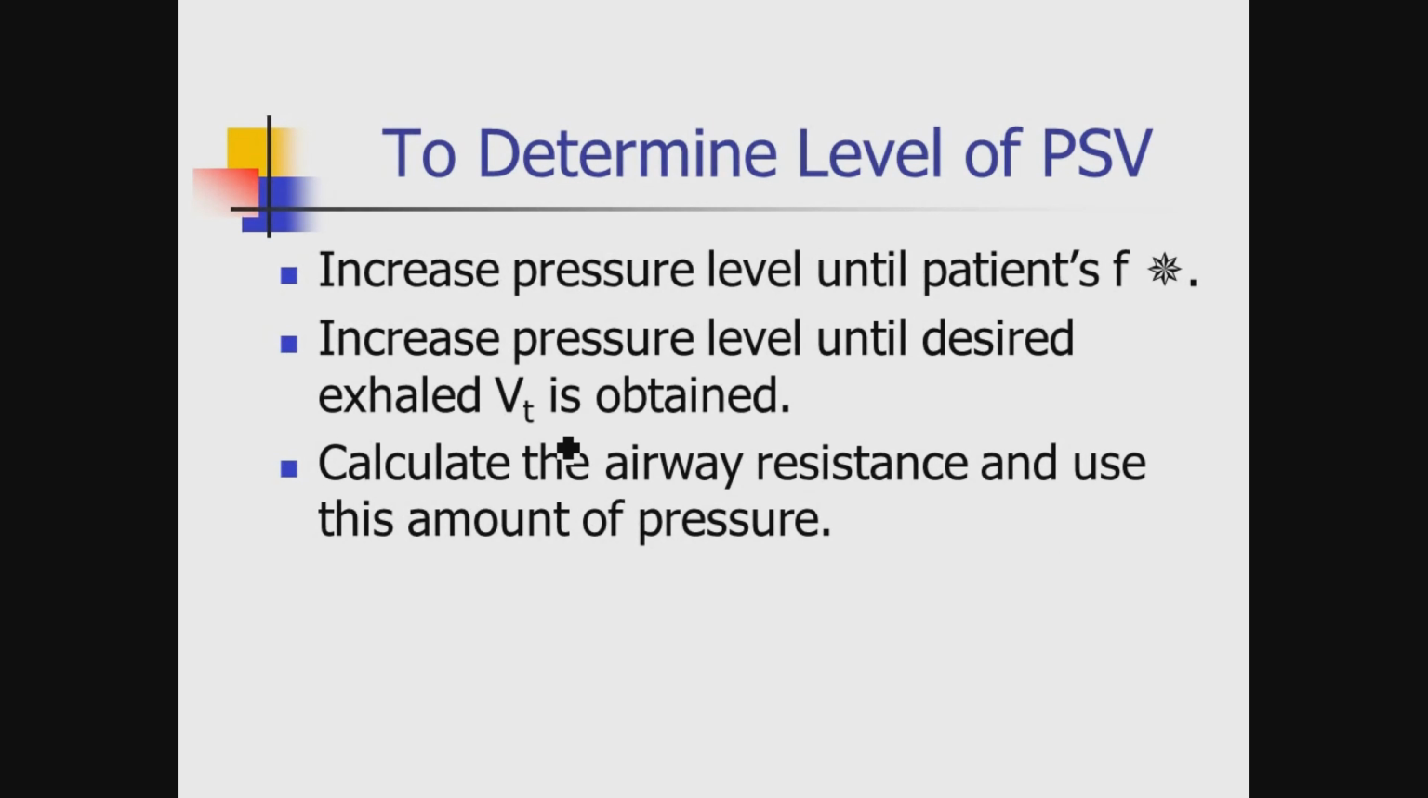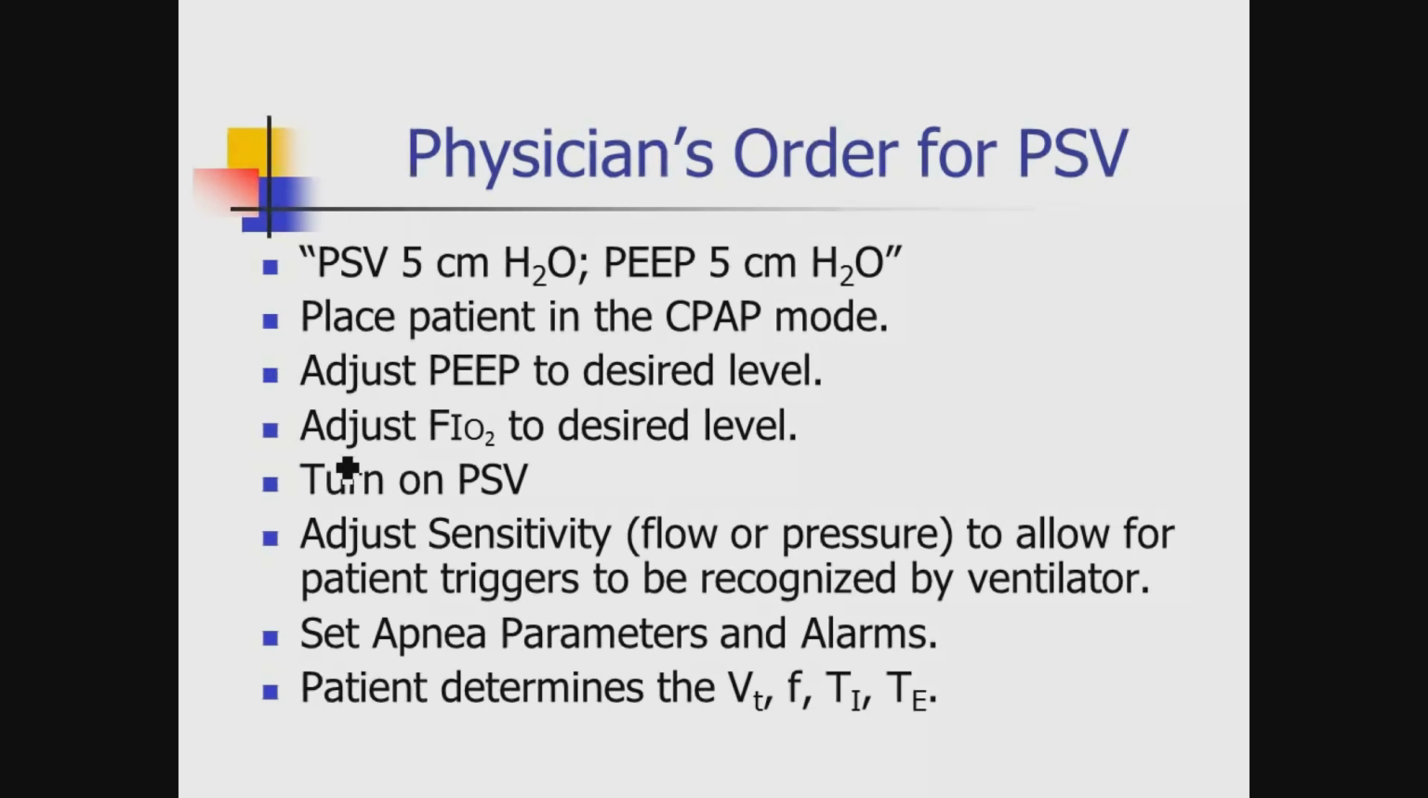So that's typically what we end up doing, that middle one. We watch their exhaled tidal volume. If it's not where we want it, we add a little more support. So how the order will be written is something along this line. Basically place them in the CPAP or spontaneous mode because this is spontaneous breathing. Put my level of CPAP or PEEP to wherever I want it. In this case it'd be 5. Set my desired FiO2. I put pressure support on and adjust that to 5 because that's what the order calls for.